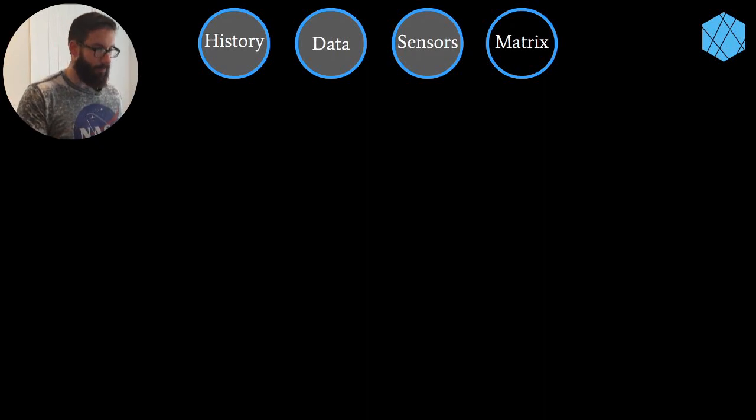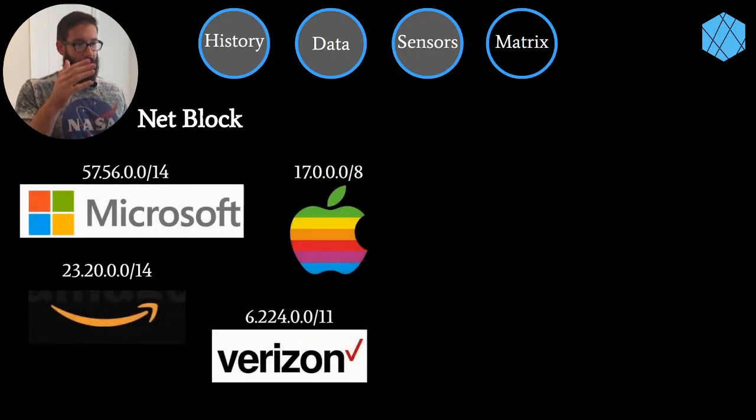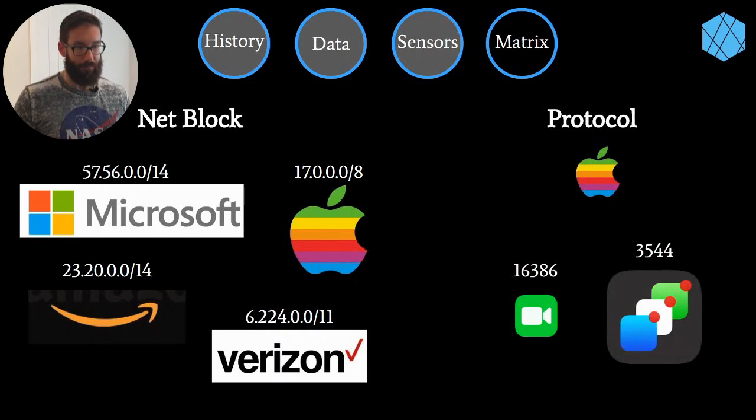I'll explain that here. So we have network blocks as the ranges I mentioned. So here you can see that Microsoft, Apple, Verizon, and Amazon, they all have their own specific IP address ranges. So when you see these ranges within your traffic, you can assume that most likely there is something happening with one of these companies. And the same for the protocol approach, where you can actually see that Apple has these two different UDP ports of 16386 and then 3544. So the 16386 is FaceTime, so the application service for FaceTime, and then the 3544 is push notifications with Apple.